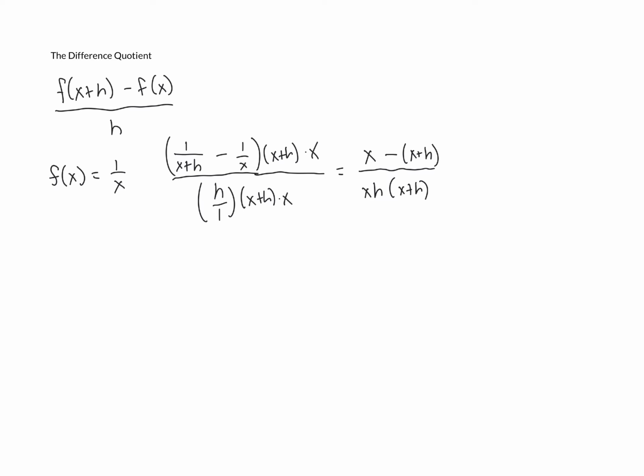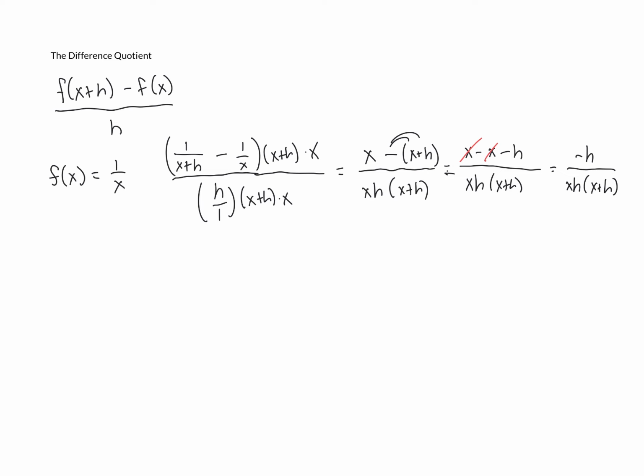All right. Now we need to distribute this subtraction in the numerator. So that's going to give us x minus x minus h, because we're distributing that subtraction, all over x times h times x plus h. And then in the numerator, we can see that the x's are going to cancel because x minus x is 0. So that leaves us with the opposite of h in the numerator, and then x times h times x plus h in the denominator.